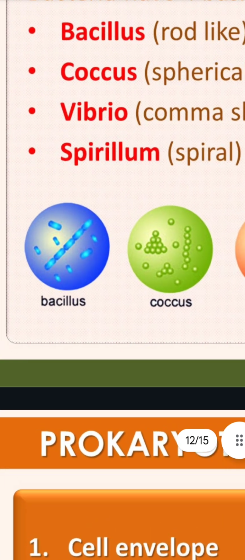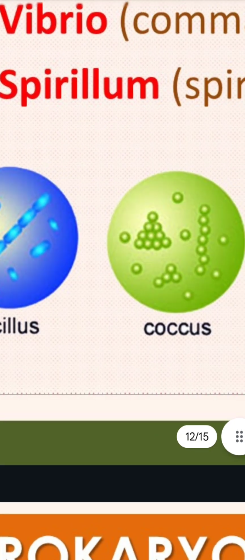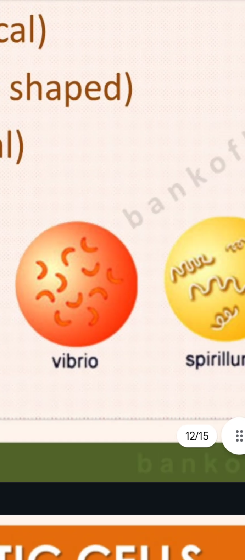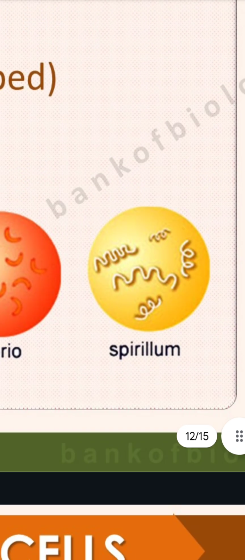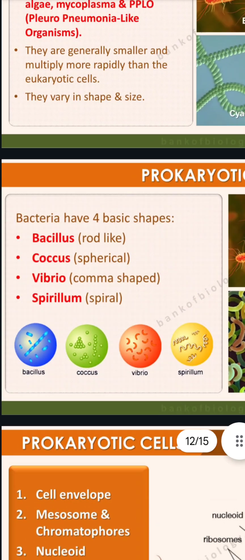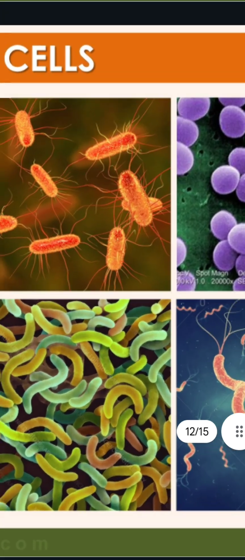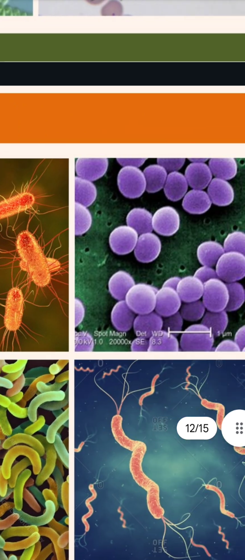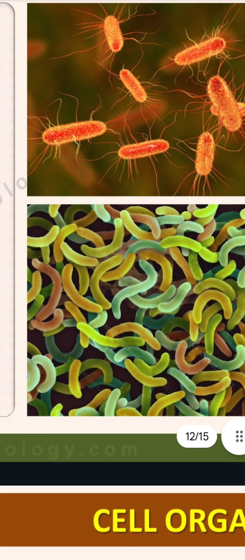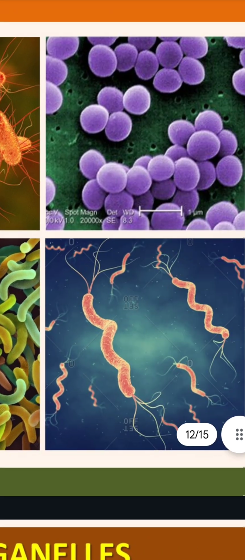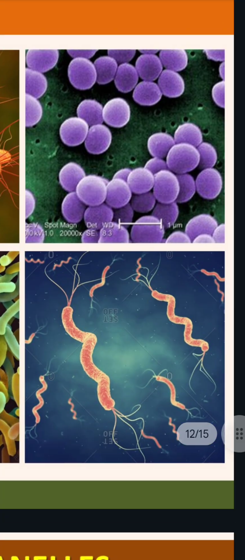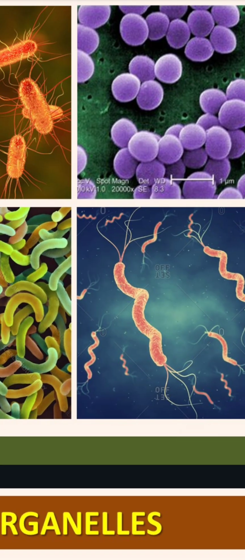Now I'll show you. So this is the bacillus, rod shape, this is the coccus, spherical in shape, this is the vibrio, comma-like shape, and this is the spirillum, spindle-like shape. So depending upon their shapes, these are the types of bacteria. This is the rod-like shape, coccus or spherical shape, spindle-like shape, the vibrio comma-like shape, and the spirillum, spindle-like shape.